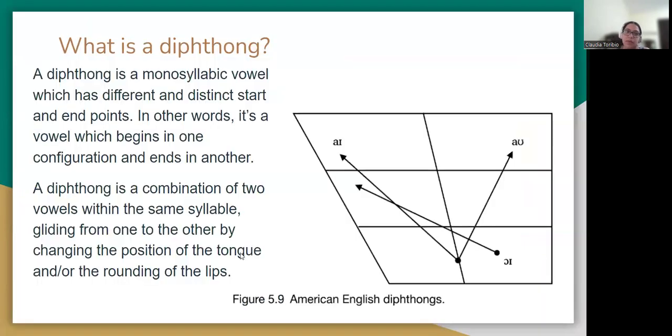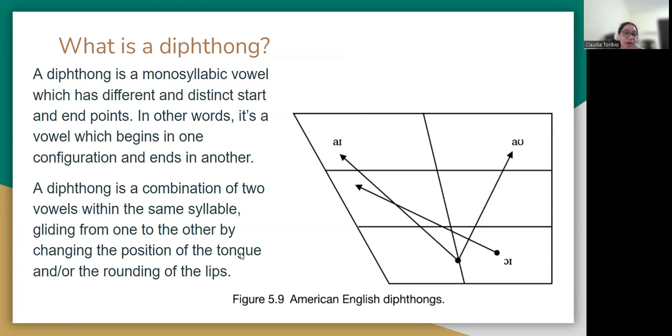Diphthongs. Diphthongs can be described in different ways depending on the author or the school of whoever is discussing the topic, right? So I have both definitions here, so we can have a clear idea on what diphthongs are and what people say about them.